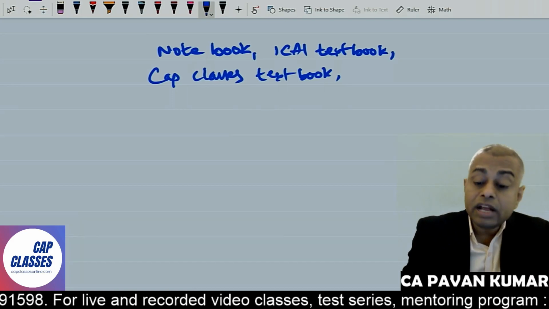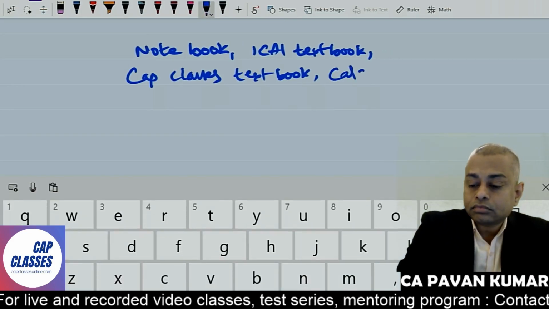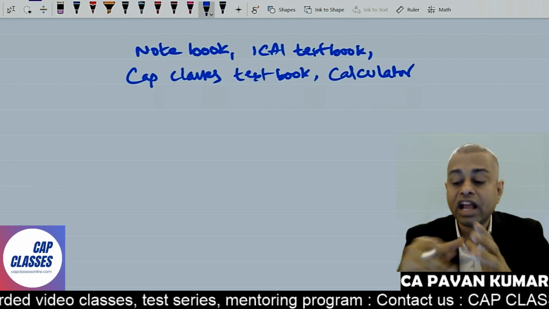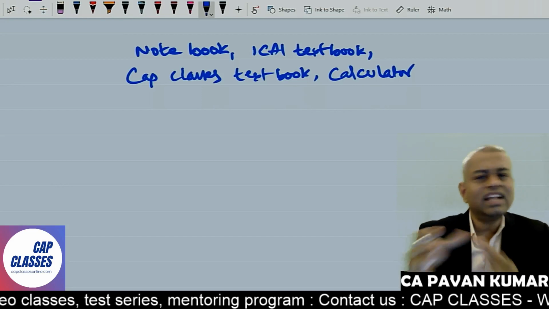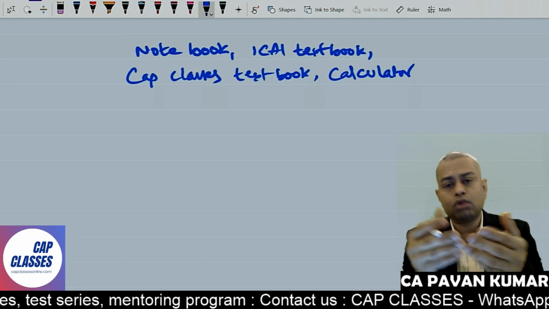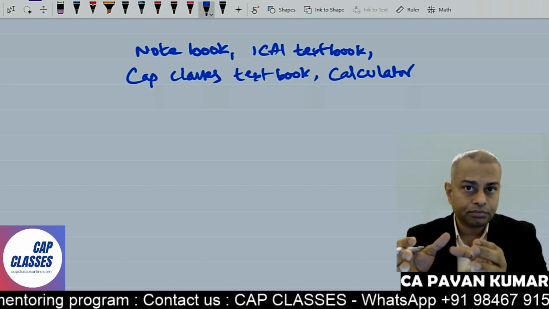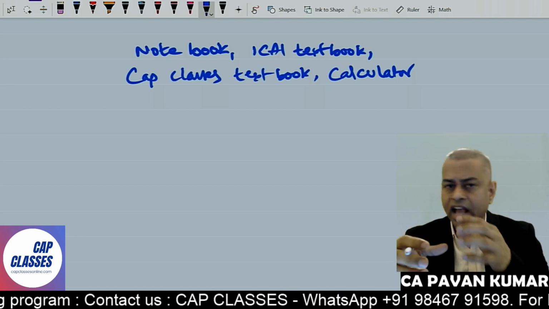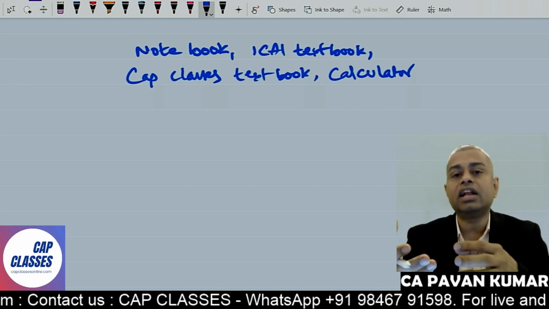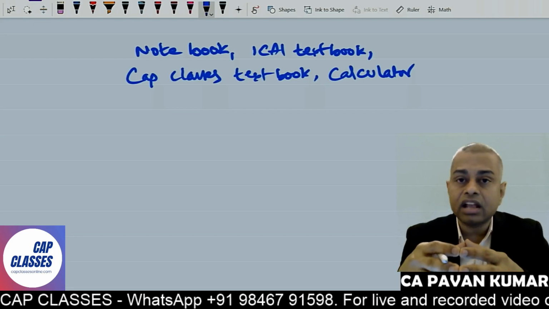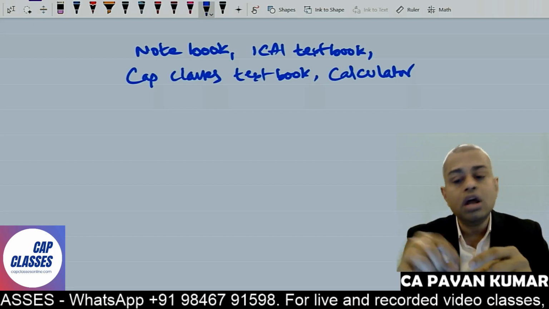And the most important thing is a calculator. You should always have a calculator with you, and a pencil and a scale. You need a ruler and a pencil. So these are mandatory, because we have so many calculations. If a calculator is not there, you might listen to what I'm speaking, but you will not be able to follow how to calculate that.